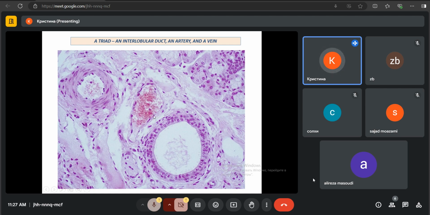Now we should look to the vein and to the artery. In the vein and in the artery, we have the flattened endothelial cell nuclei in both cases, here and here. And in the artery, we have elongated, circularly located nuclei of smooth muscle cells. So, to differentiate between artery, vein, and the duct, we should look to the shape of cell nuclei. The ducts have round cell nuclei.